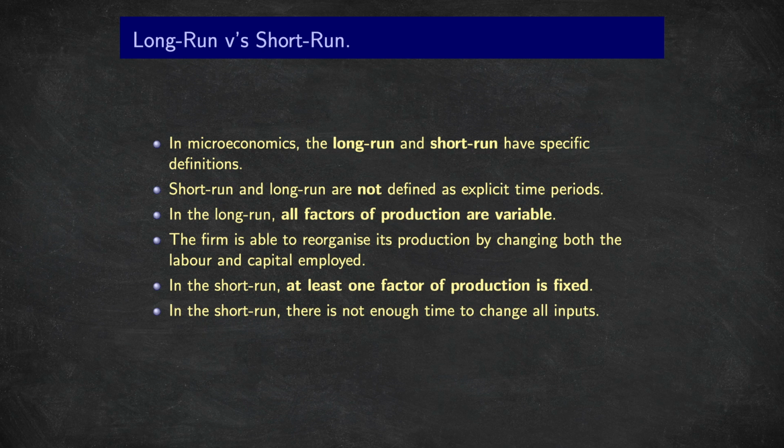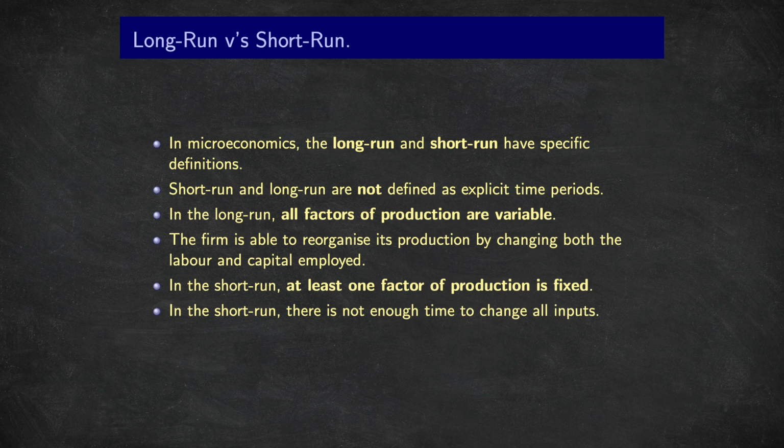So this is the definition. In the long run, all factors of production are variable. So in our model, where we're having labour and capital, if a firm is able to produce output and choose different quantities of labour to employ and different amounts of capital to employ, then that is what we call a long-run decision. In the long run, the firm is able to reorganize its production by changing both the labour it employs and the capital it employs.